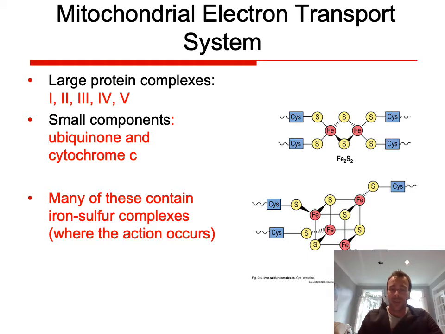But let's talk about the large protein complexes that are involved in this electron transport chain. There are 5 of them, as well as the small components ubiquinone and cytochrome C. Many of these contain iron-sulfur complexes, and this is where all the action is occurring for the electron transport.